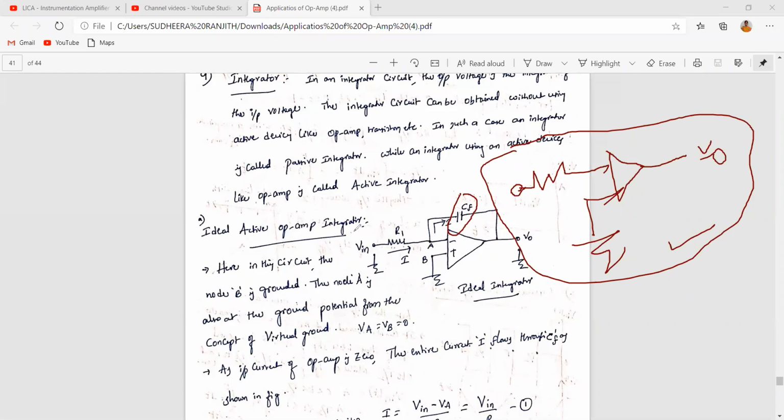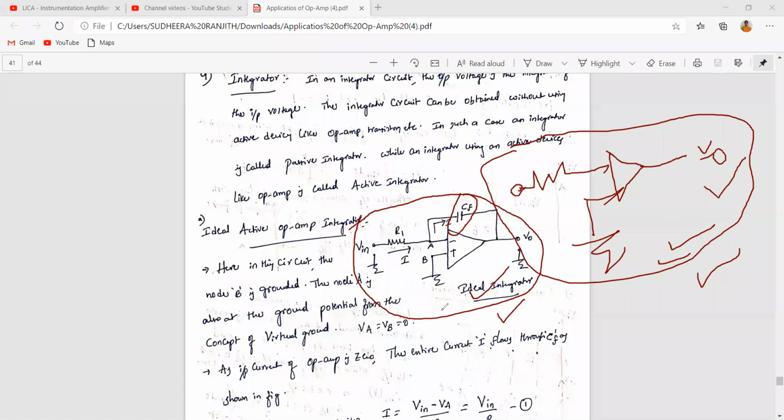What is the type of this configuration? Basic, I'm asking. Open loop or closed loop. Right, good, very good.